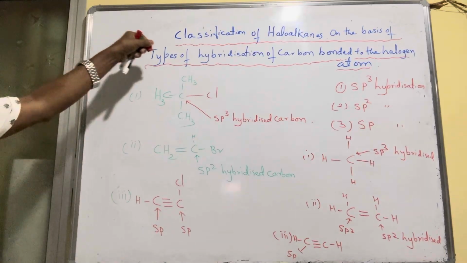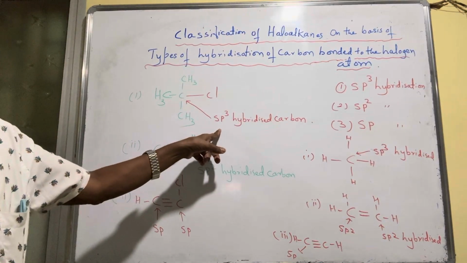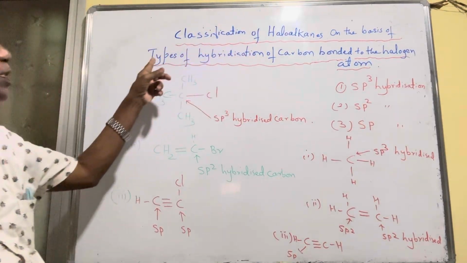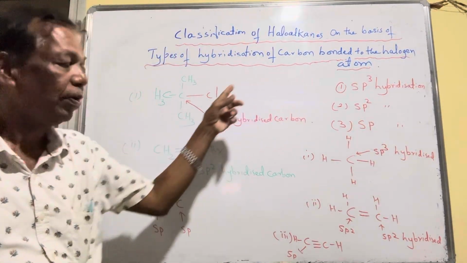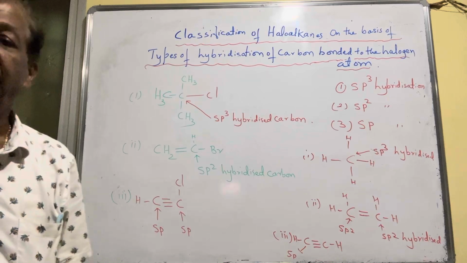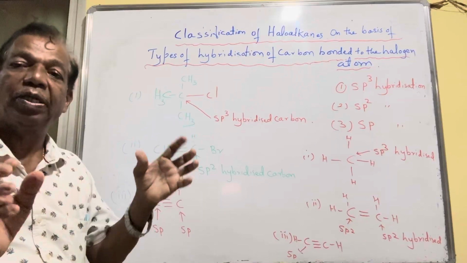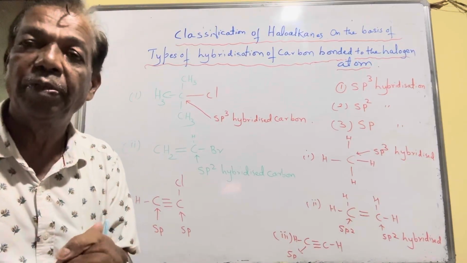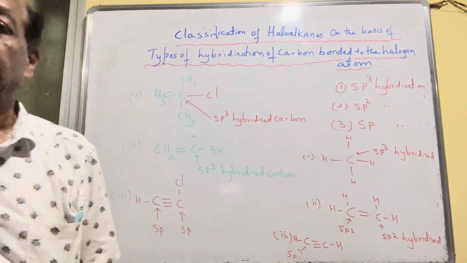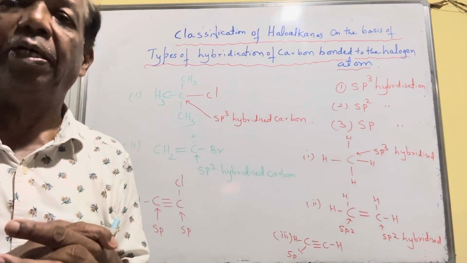So based upon this, we have here the halogen when it is bonded to the carbon which is sp3, then this is one type. That is what I have written here: classification of haloalkane on the basis of types of hybridization of carbon. So here sp3, when there is a double bond, it is sp2, and when the triple bond, it is sp. So please remember these different ways by which the halogen is bonded to the carbon, and therefore the classification is on the basis of hybridization of carbon. Okay. So next video I will be talking about the aryl halides and then the nomenclature.